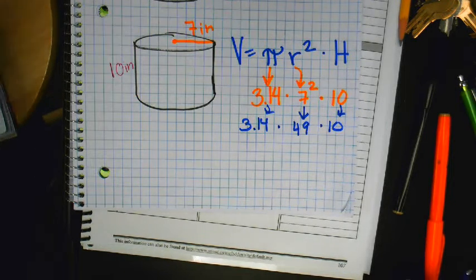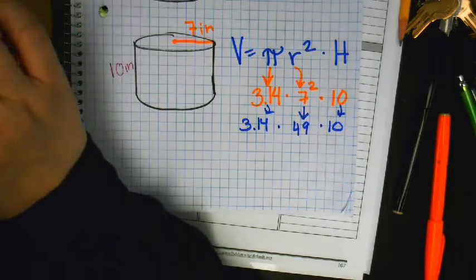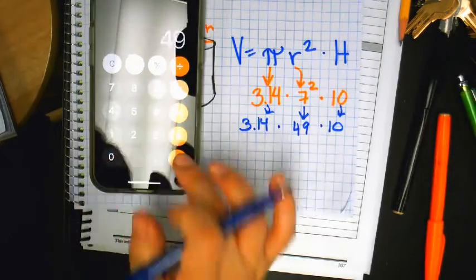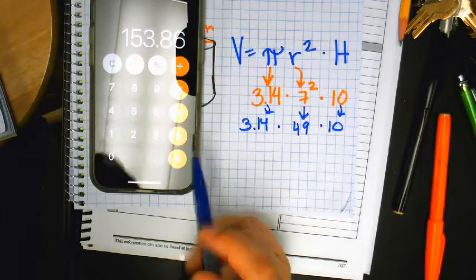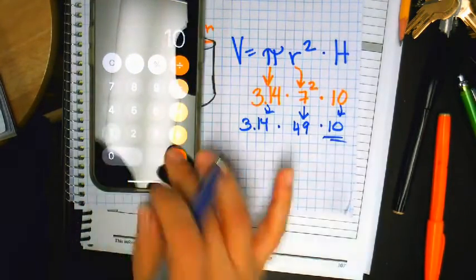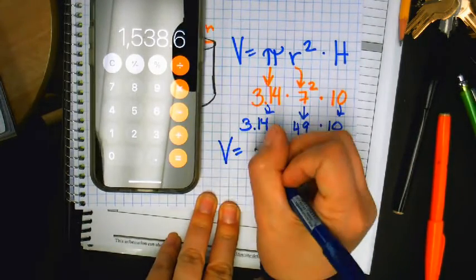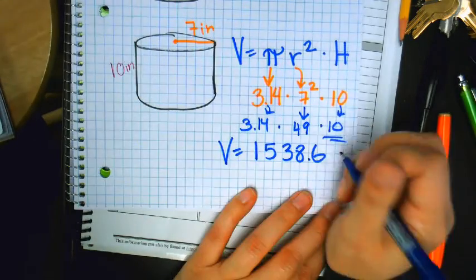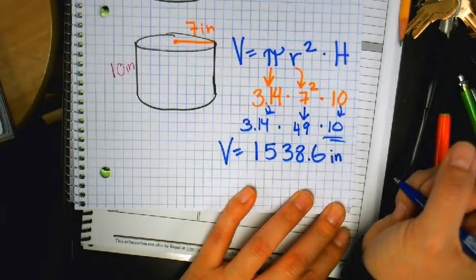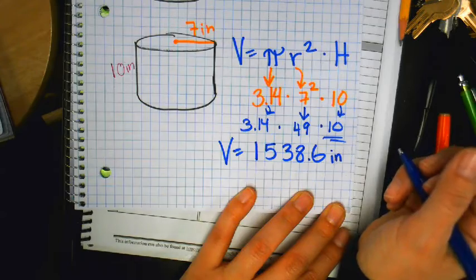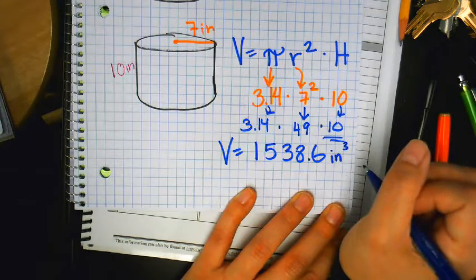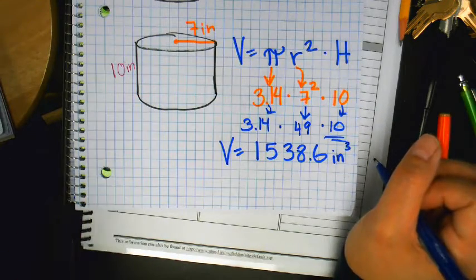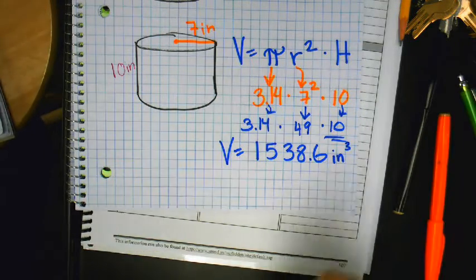All right. So let's plug it in. Does it matter what I plug in first? No. 3.14 times 49. That was the answer for number 2, right? Now I get to multiply by 10. So my volume is equal to 1,538.6 inches. What? Cubed. Why is it cubed? Volume. You're multiplying 3 numbers, so therefore it has to be cubed. Volume is always cubed, no matter what the shape is.